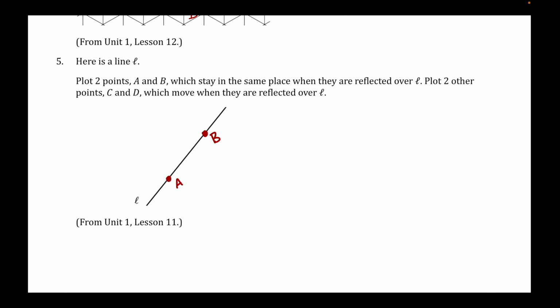And then if I want 2 points that will move, I can just put them literally anywhere that's not on my line and say this is C and D. And that's it for question 5.